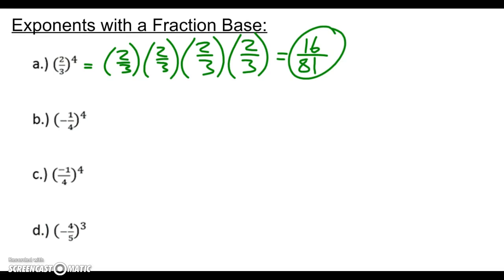Okay, now there is a shortcut here. At this point in the game, we can just look at it like, oh, well, this means 2 to the 4th power over 3 to the 4th power. And then we can figure out what that means, or get those answers and have the numerator over the denominator.